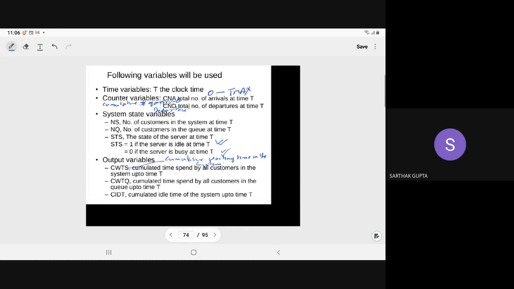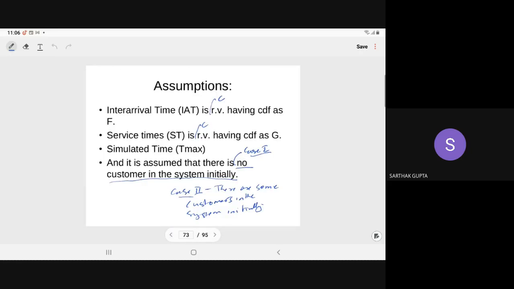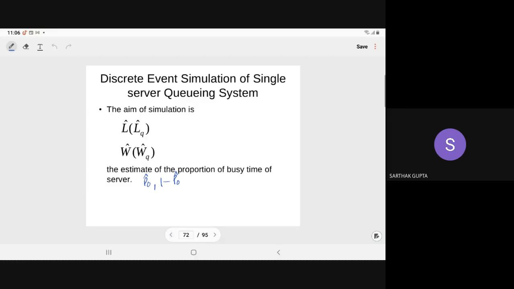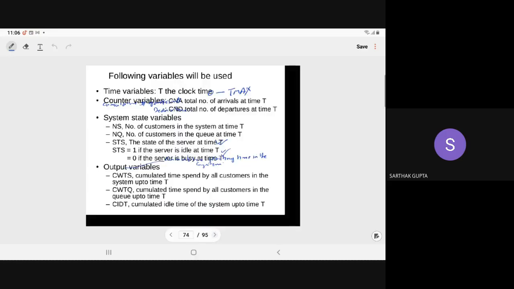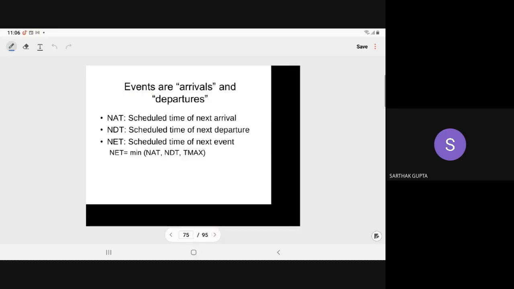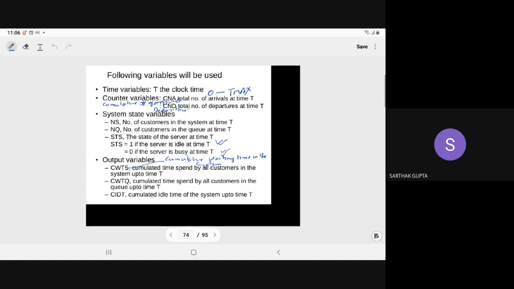From these three output variables, we compute the following estimations. Actually, we have to estimate L, LQ, W, WQ, and P naught. So from the output variables CWTS, CWTQ, and CIDT, we compute those estimations. So these are some definitions of the variables.